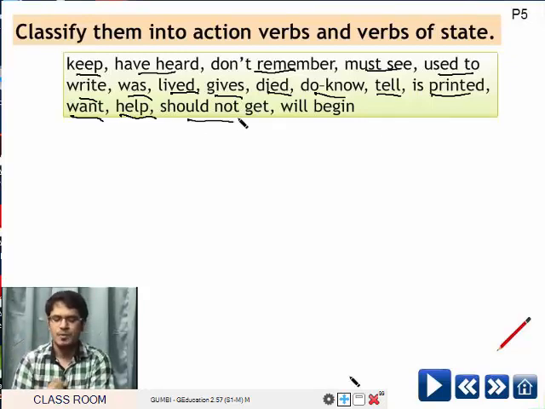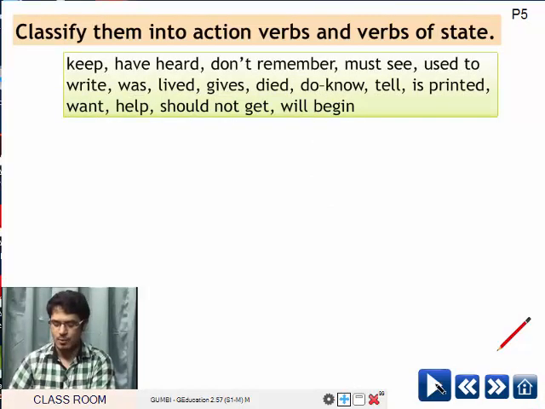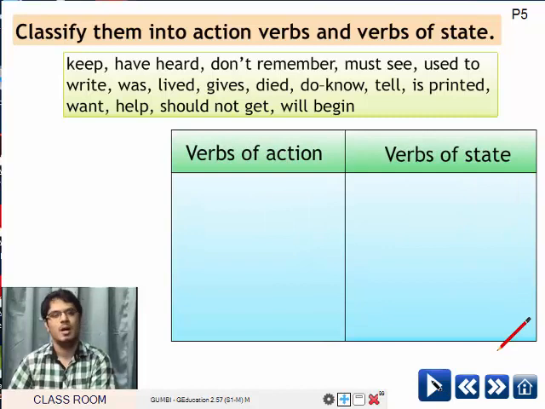Should not get. I should not get a bad name. Will begin. Synonym of will begin is start. Will begin the class. So now you have to classify the verbs into verbs of action and verbs of state.